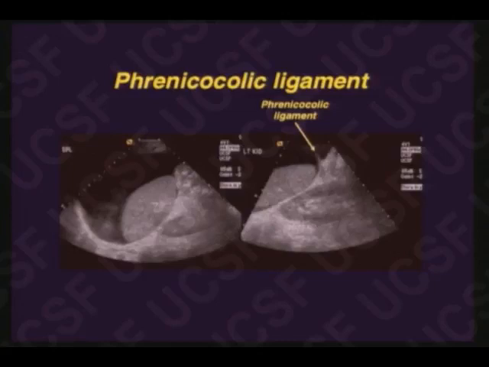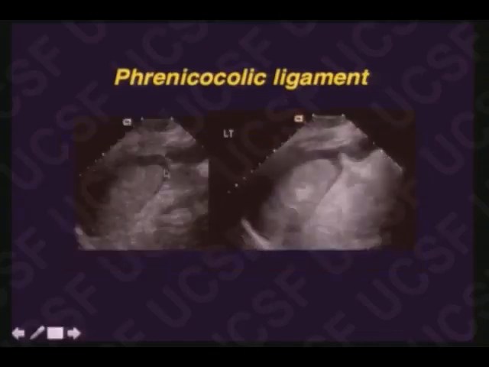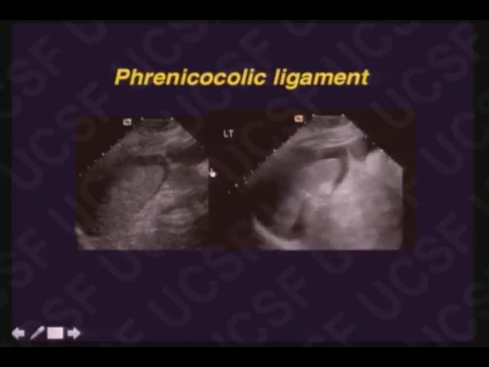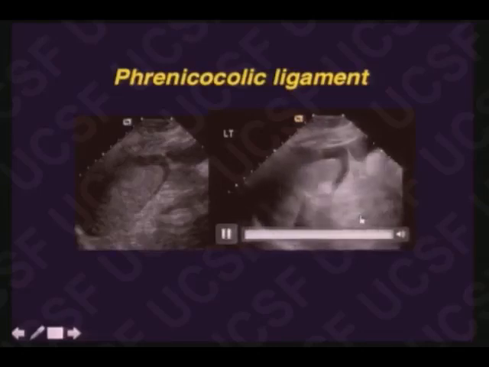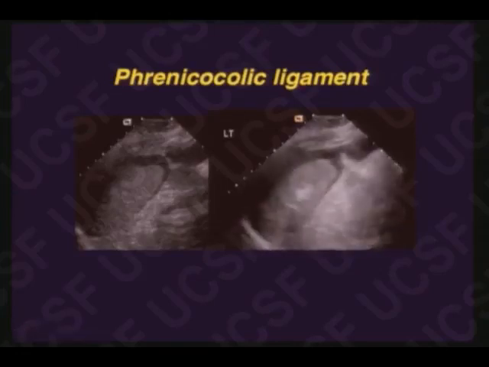Here you see the phrenicocolic ligament dividing the fluid in the left subphrenic space from the fluid in the pericolic gutter. Here you see again the phrenicocolic ligament. Here there's a more even distribution of fluid between the pericolic gutter and the left subphrenic space. We see this ligament nicely because, like all of these ligaments, it has fat in it. So it's a nice bright white ligament.